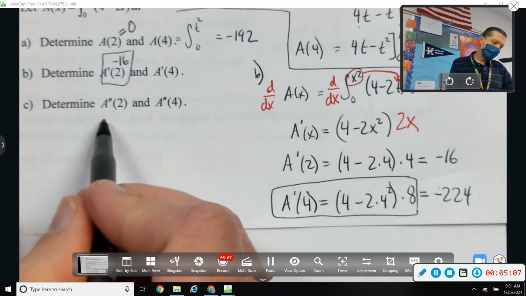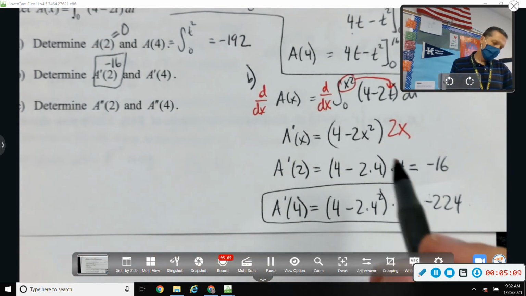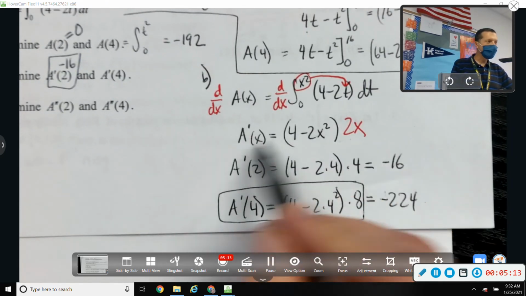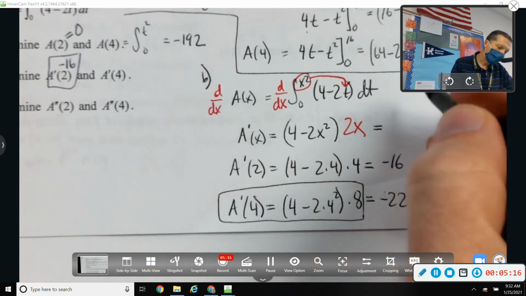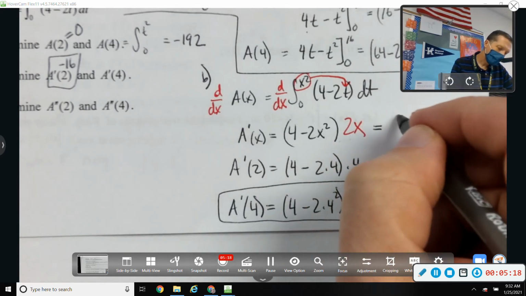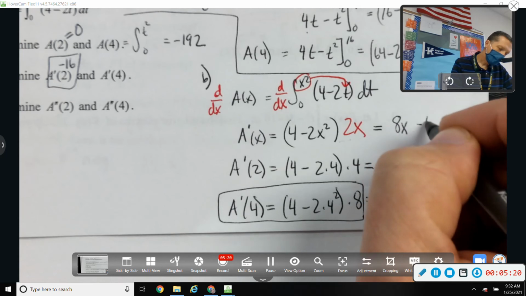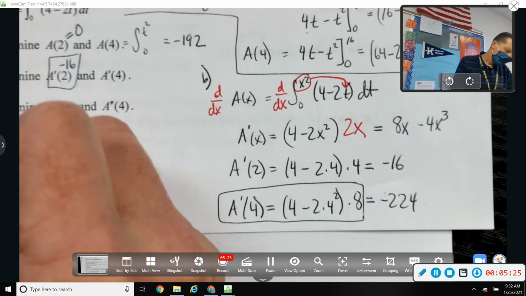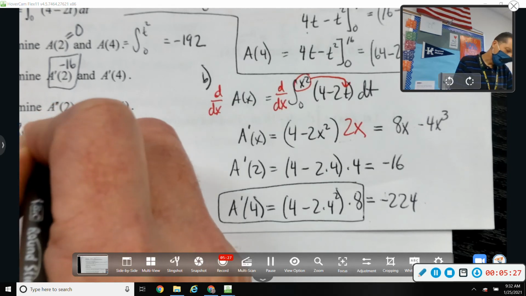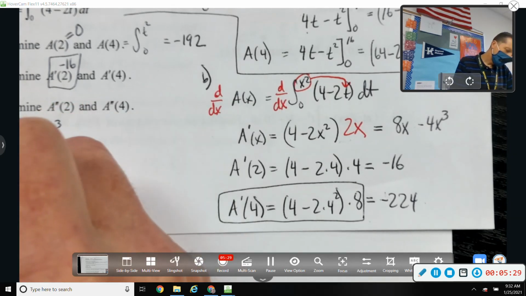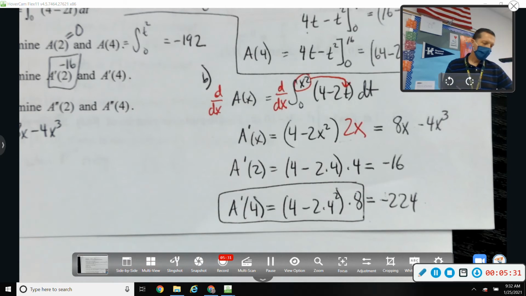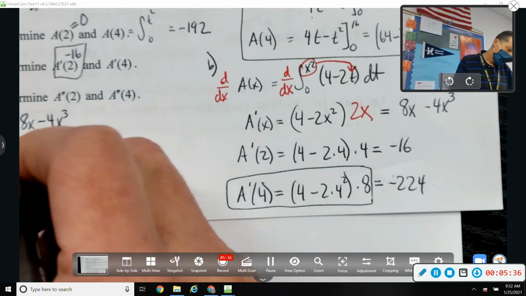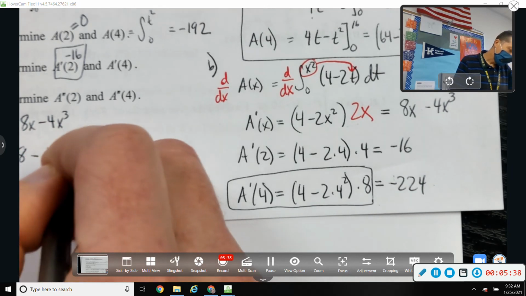Part C, the second derivative. If I take a derivative right now, I have to use the product rule. I could get around that by just distributing that 2x to everybody. So 8x minus 4x cubed. So A prime is 8x minus 4x cubed. So if I take a derivative of that, I get 8 minus 12x squared.